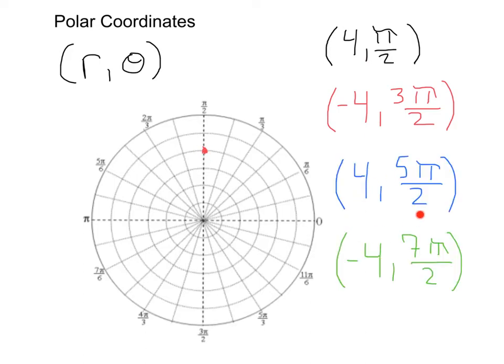But wait, there's more. What if we graph the point (4, 5 pi over 2)? 5 pi over 2 would be all the way around once, and then 1 extra pi over 2. This pi over 2 is equal to 5 pi over 2, and a radius of 4 would bring us right to here. Same thing with (-4, 7 pi over 2). 7 pi over 2 would go all the way around, back down to here, and a -4 would bring us right back over to here. So keep in mind, we can write a single point on the coordinate plane in many different ways.